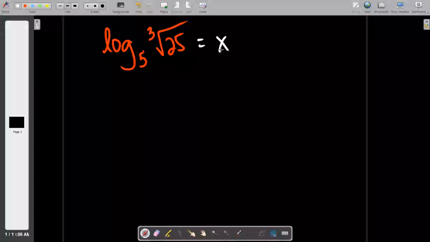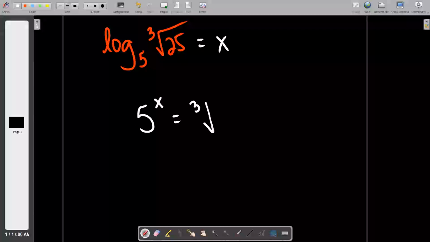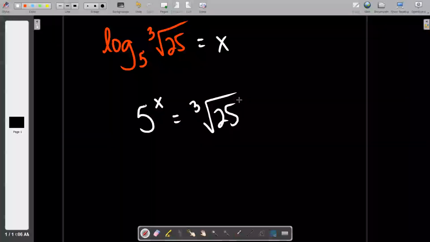There, to me, is the kicker. So here I go. I'm going to water cycle it out. I'm going to put 5 to the power of X equals the cube root of 25. I didn't do any math at all. In fact, I haven't done any math in this problem yet. Why is this not workable in its current state? Because the bases aren't the same.